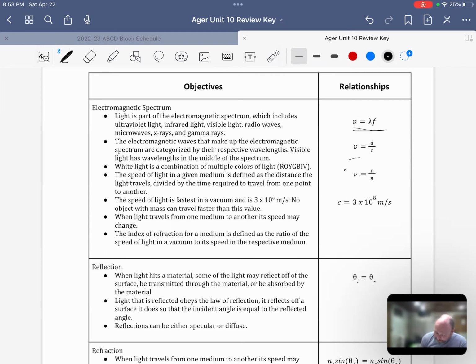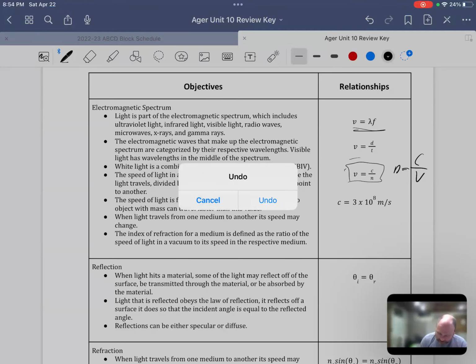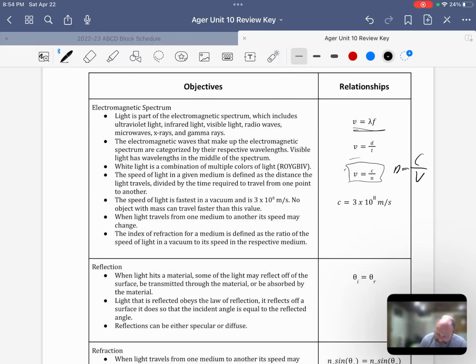And then this one is the velocity of light is c over n. This is not on your equation sheet as this version. The version on your equation sheet is n equals c over v, but it's just a rearranged version of those two things. And c is the speed of light in a vacuum, or really air, 3 times 10 to the 8 meters per second. Once it goes into another material like glass or water, it's going to slow down, so it'll be less than this, but nothing's going to be faster than that.